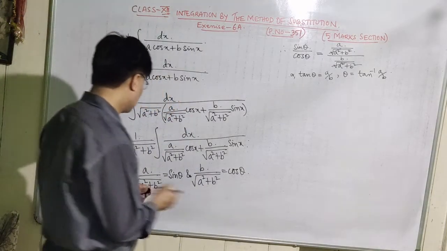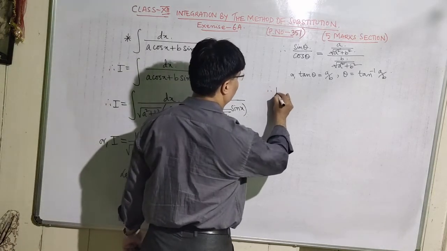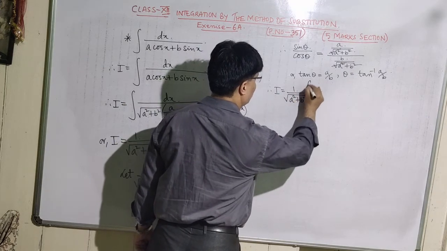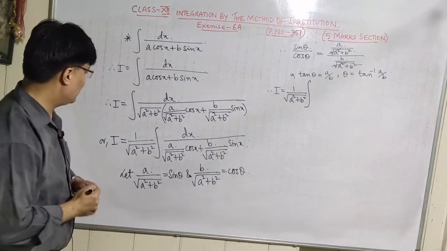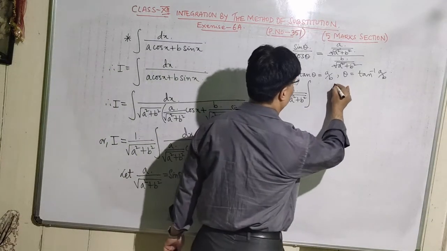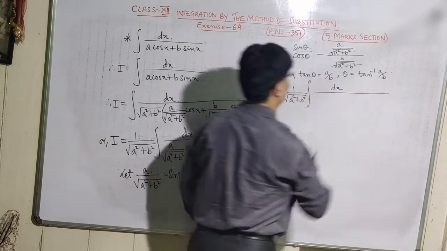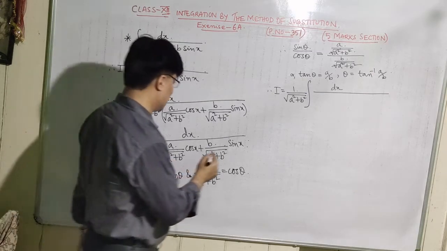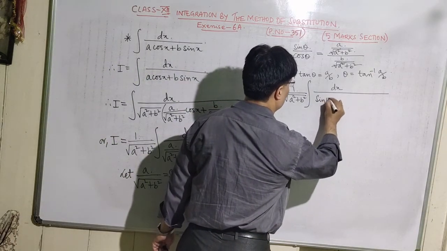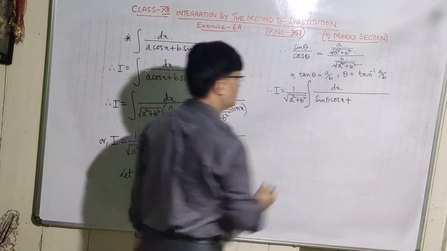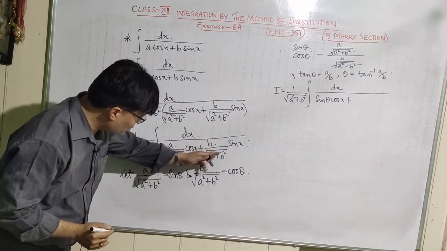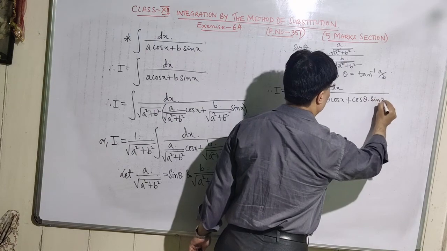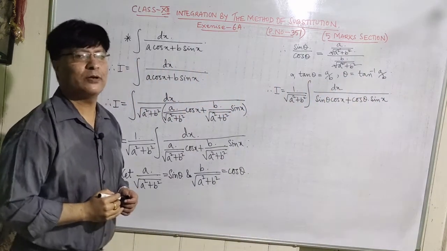Is that clear? So now this I becomes 1 upon root over a square plus b square, integration of dx divided by, what will you write? What is a by root over a square plus b square? It is sine theta. Sine theta cos x plus, what about this b upon root over a square plus b square? This is cos theta. This is cos theta into sine x. I hope you have understood it.